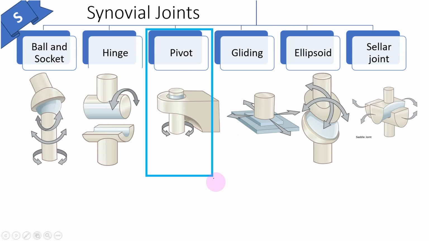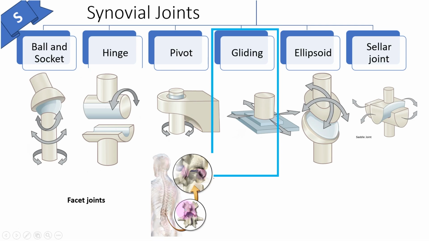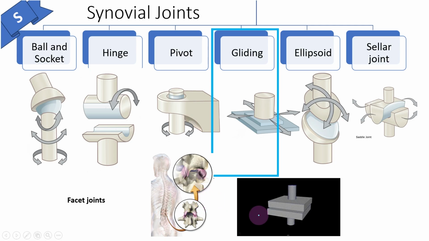The next joint is called the gliding joint. The gliding joint is also called the plain synovial joint, and the classic example are the small facet joints that you see between vertebrae. They are called facet joints. Now, facet joints allow gliding movements like this. This type of joint is also seen between carpal bones, and they are called intercarpal joints. So, intercarpal joints are also examples of gliding joints.